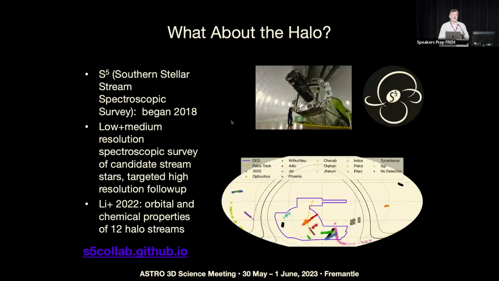What about the halo? Galah is primarily looking in the disk nearby, say the closest 2 kiloparsecs of the Milky Way. So we launched this S5 survey using the AAT and AAOmega as opposed to HERMES in 2018, and we've been observing since then. We're observing stellar streams in the halo of the Milky Way, initially identified from Dark Energy Survey data, and now we're also expanding into streams identified in Gaia. And in Li et al., we published the orbital and chemical properties of 12 halo streams.